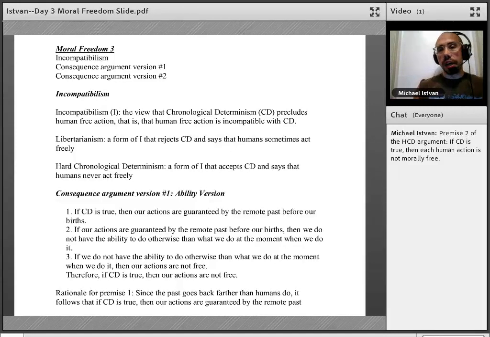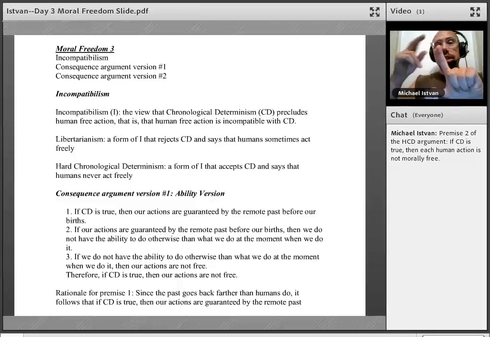The HCD argument, in other words, the argument for hard chronological determinism, looks as follows. Premise 1, chronological determinism is true. In other words, it is true that the past guarantees the future. The second premise is if chronological determinism is true, then each human action is not morally free. And then the conclusion drawn from that is that each human action is not morally free. Compatibilism is a rejection of the second premise of that argument.